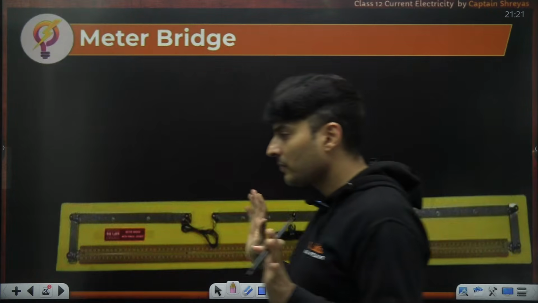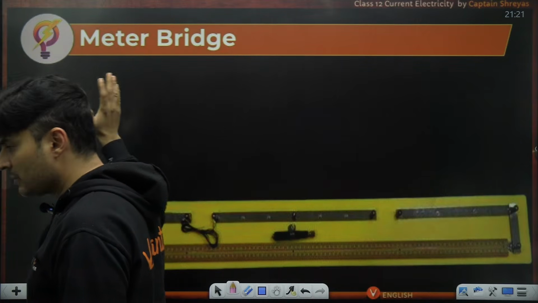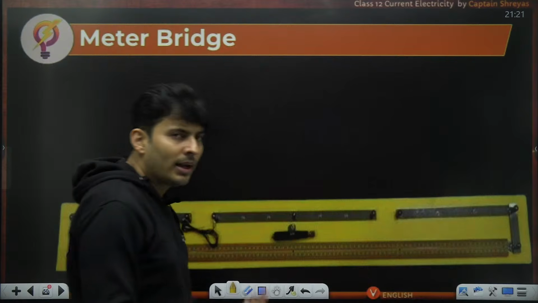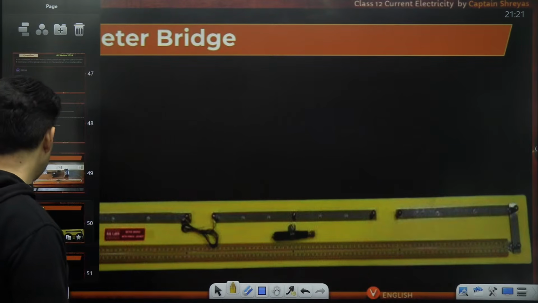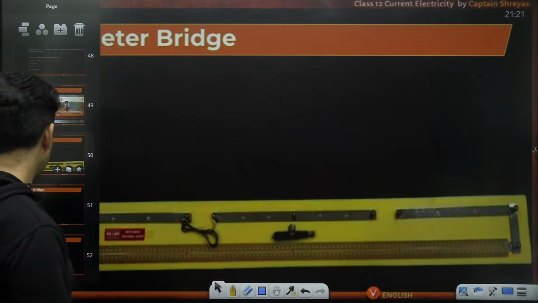Is the procedure clear? Everybody? Everyone till this point? Okay. So let's have a look at the working principle of that particular meter bridge.